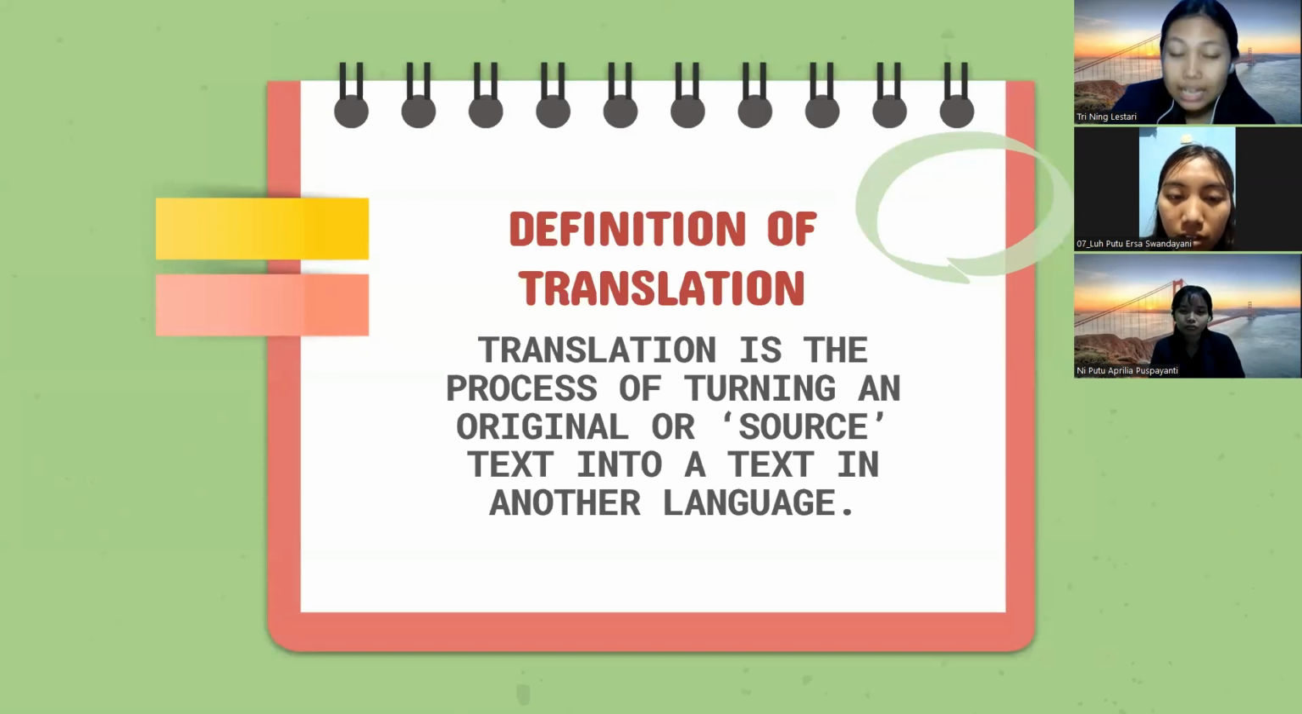Definition of translation. Translation is the process of turning an original or source text into a text in another language. According to Oxford English Dictionary, translation is the written or spoken expression of the meaning of a word, speech, book, etc. in another language. There are many definitions of translation given by linguists.